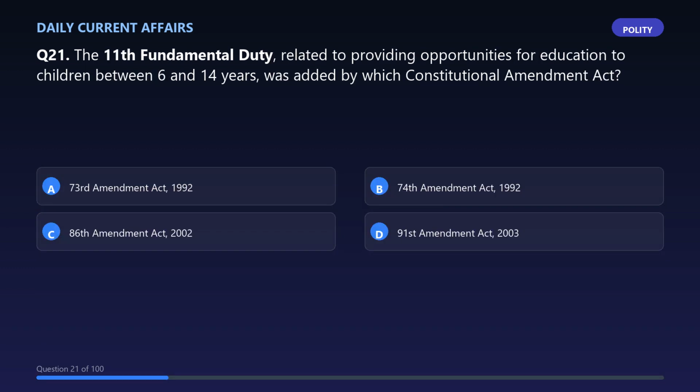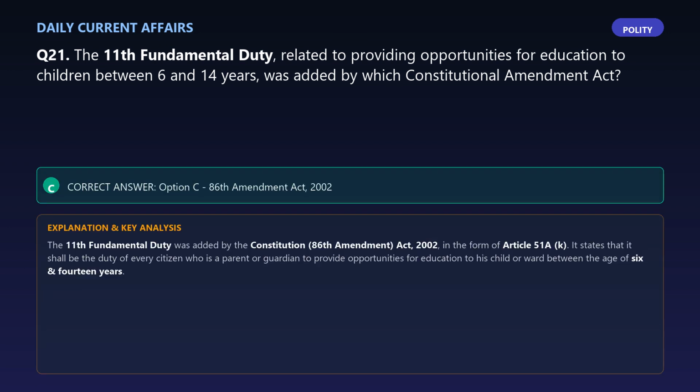Question 21. The 11th fundamental duty, related to providing opportunities for education to children between 6 and 14 years, was added by which Constitutional Amendment Act? The correct answer is option C, 86th Amendment Act, 2002.